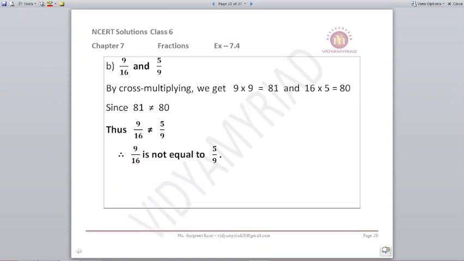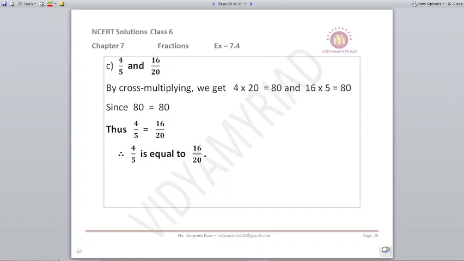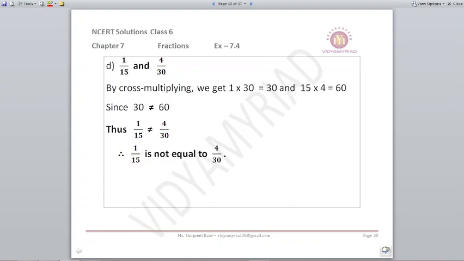9 upon 16 and 5 upon 9. 9 9s are 81. 16 into 5 is 80. Both are not equal. So 9 upon 16 is not equal to 5 upon 9. 4 upon 5 and 16 upon 20. 4 into 20, 80. 16 into 5 is also 80. So 4 upon 5 is equal to 16 upon 20. 1 upon 15 and 4 upon 30. So 1 into 30 is 30. 15 into 4 is 60. So they are not equal to. So 1 upon 15 is not equal to 4 upon 30.